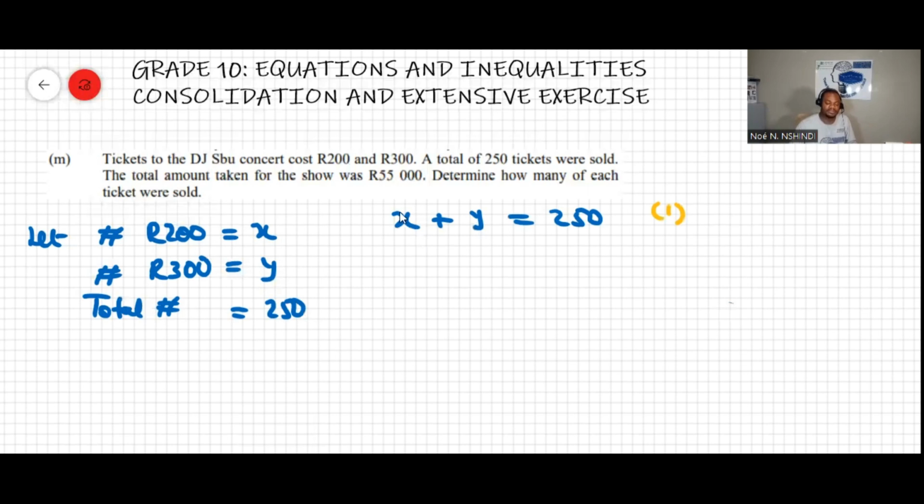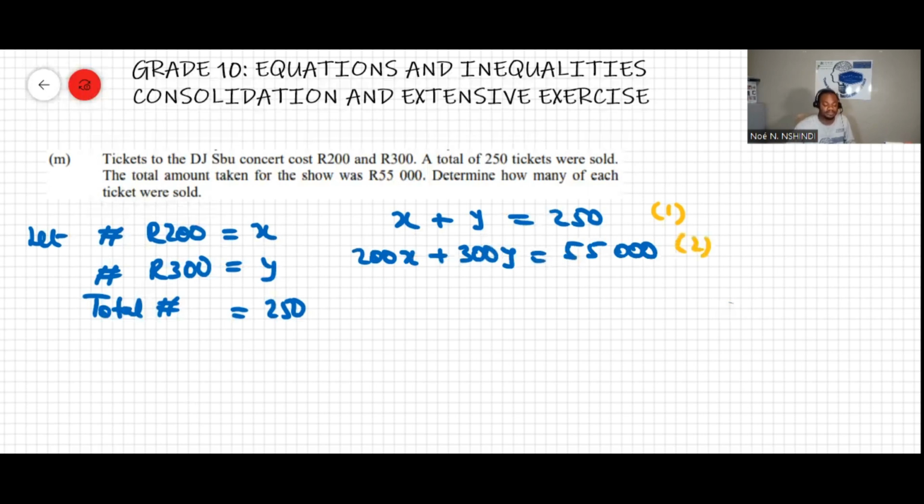If X tickets of 200 Rand were sold, the money that we receive from these X tickets will be 200X Rand, because this is the number of tickets that were sold for 200 Rand. So the money collected from this will be 200 times the number of tickets sold. So this is 200X. Similarly, this will be 300Y, equal to 55,000 Rand. We can call this equation 2.